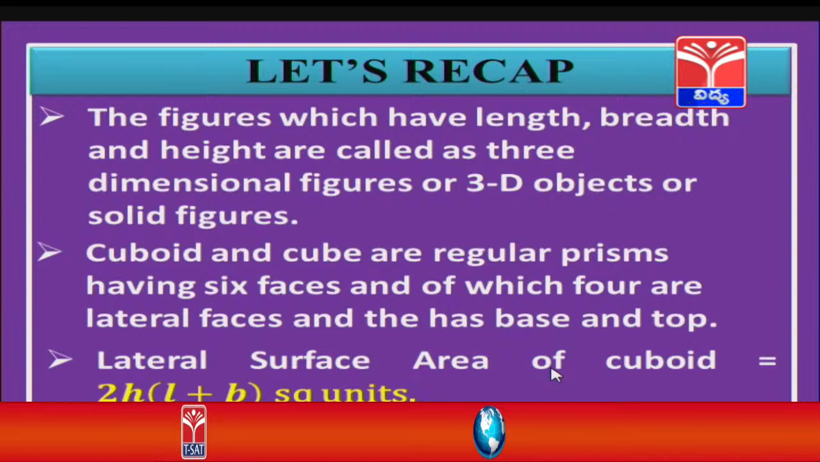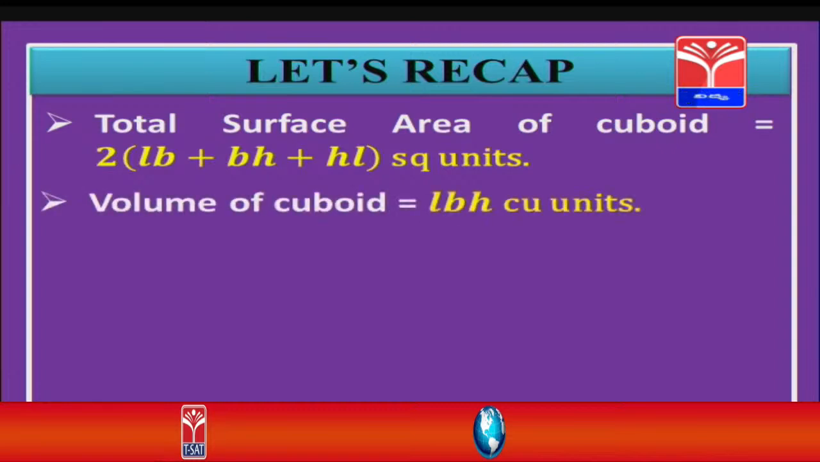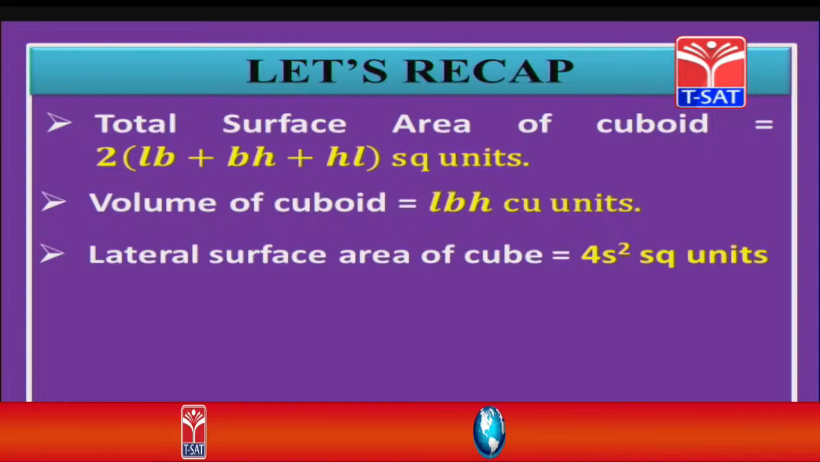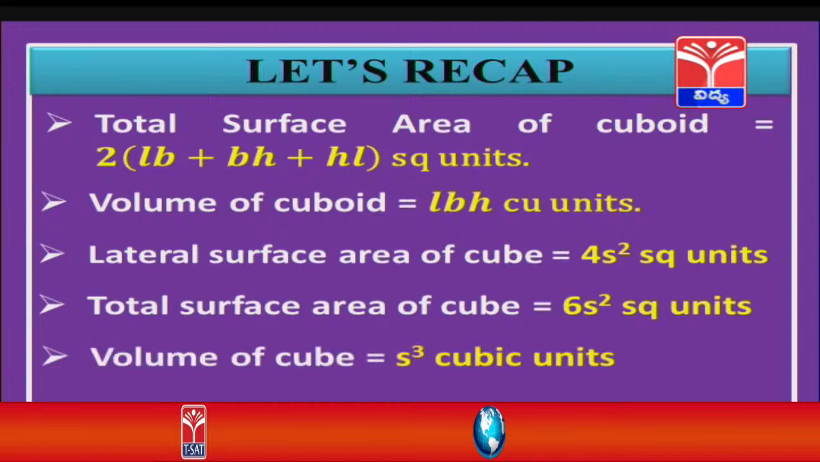Lateral surface area of cuboid is 2h into l plus b square units, whereas the total surface area is 2 into lb plus bh plus hl square units. The volume of the cuboid is lbh cubic units. Lateral surface area of cube is 4s square units, where s is the side or the edge of the cube. Also, total surface area of cube is 6s square units, and volume of cube is s cube cubic units.